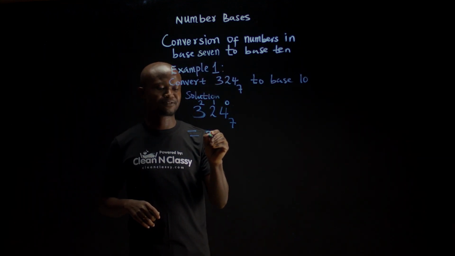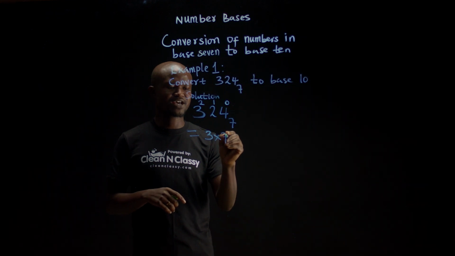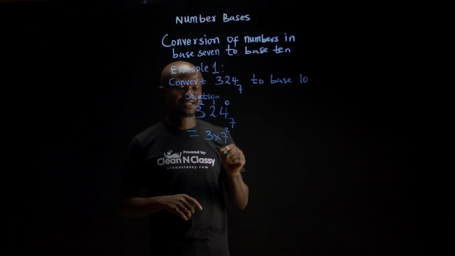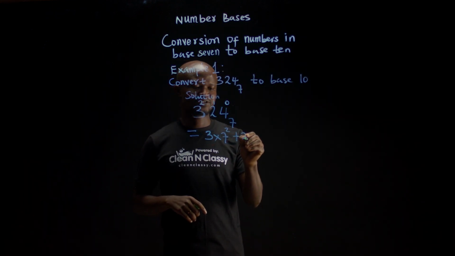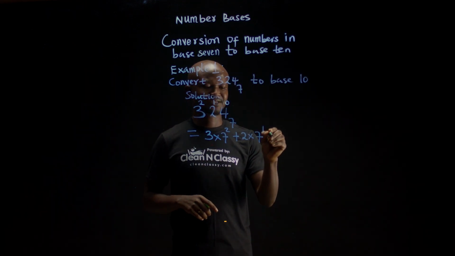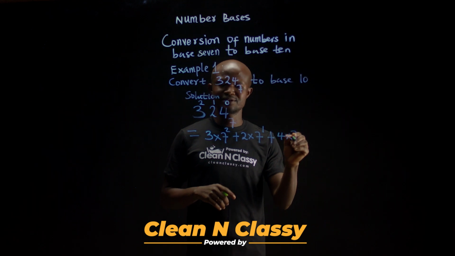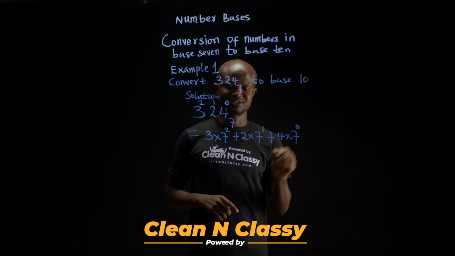The next thing for us is to write out the expanding form. So we have 3 times what? 3 times 7 raised to the power of 2, then plus 2 times 7 raised to the power of 1, then plus what? 4 times 7 raised to the power of what? 0.